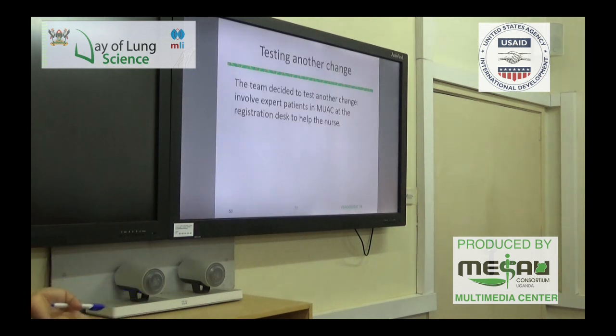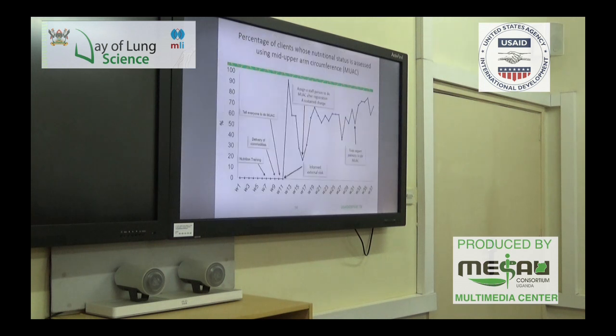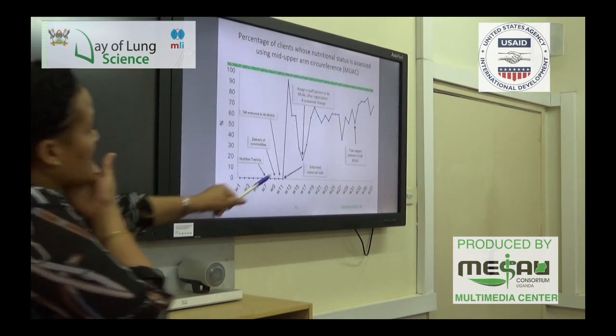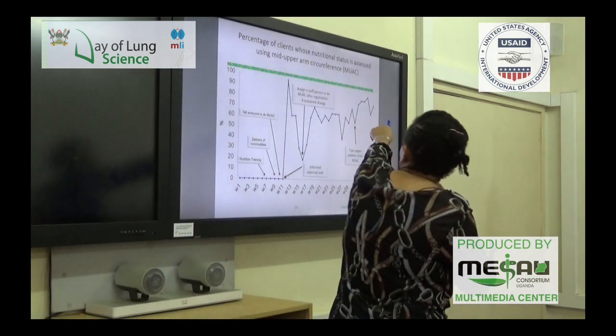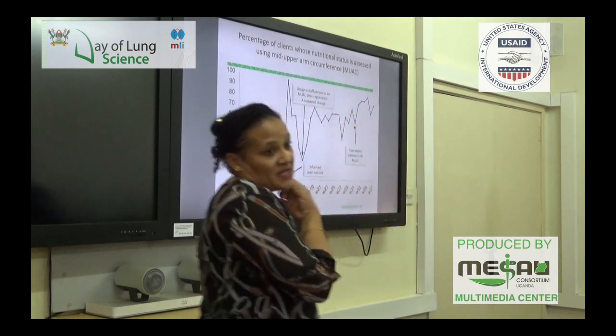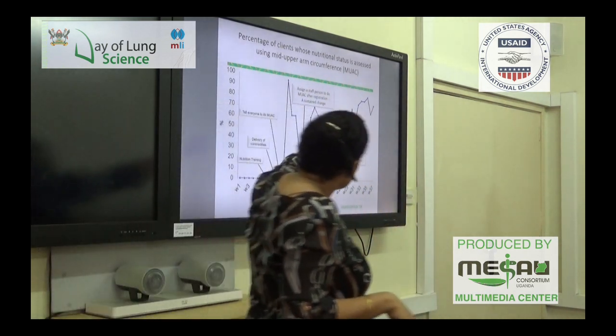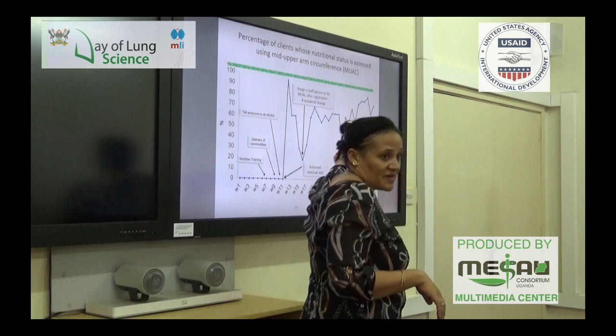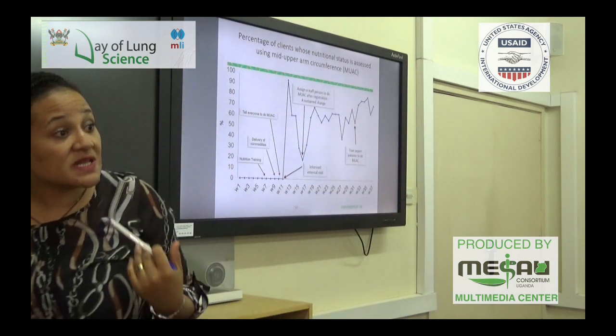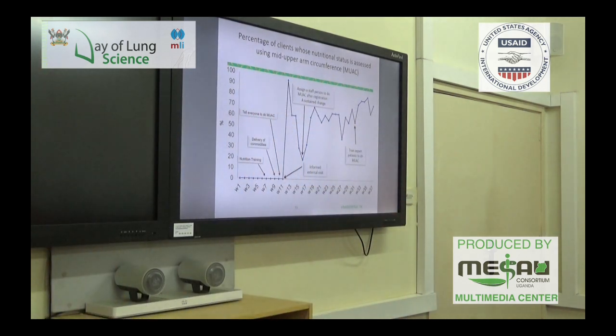So the team had to test another change. They involved expert patients at the registration desk to help the nurse. And this is what happened. You can see that assessment went up beyond 80%, hitting 90%. So now these are what they call system changes. They've changed how care was organized. They've added a step into their process.